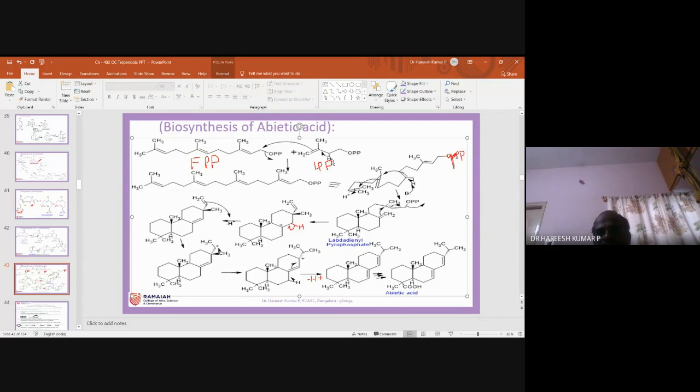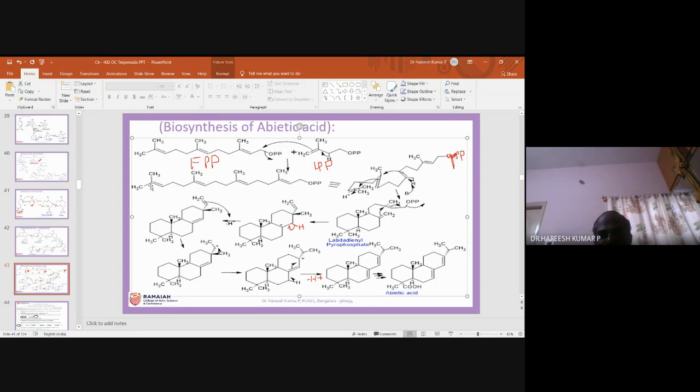So what is happening here? The base part of the enzyme can abstract this proton, and this bond pair can come over here, and this bond pair attacks this carbon, and OPP, the pyrophosphoric acid moiety, will go out as a leaving group, forming a linear structure like this. This linear structure we can convert into this form.